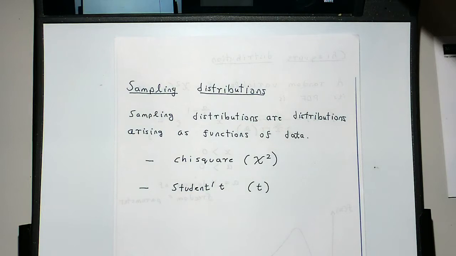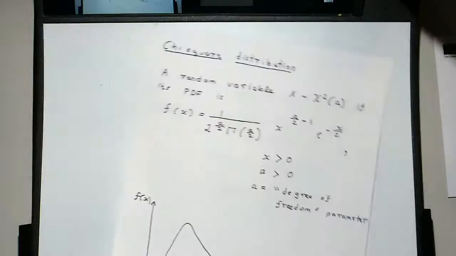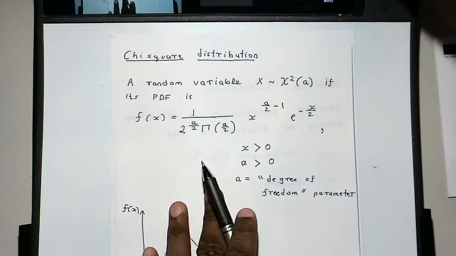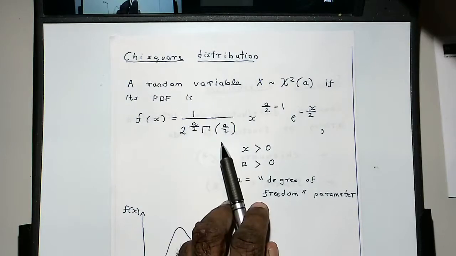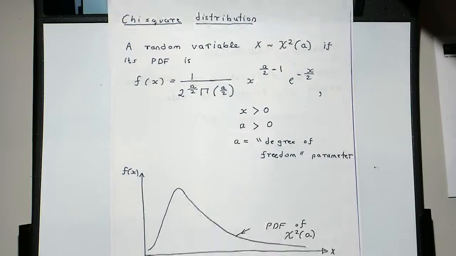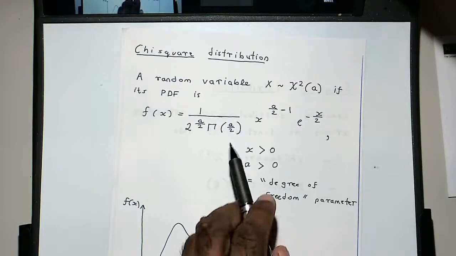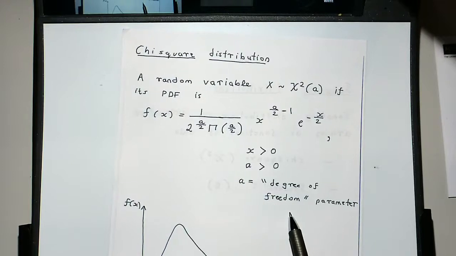The second video I asked you to watch is on sampling distributions. A sampling distribution is a distribution that arises as a function of the data, right? When you have a function of the data and that has a certain distribution, it's known as the sampling distribution. There are two sampling distributions I wanted to talk about. The first one is the chi-squared. This is the PDF of the chi-squared, and it takes a typical shape looking like this. There's only one parameter, a, which is known as the degree of freedom parameter, right?